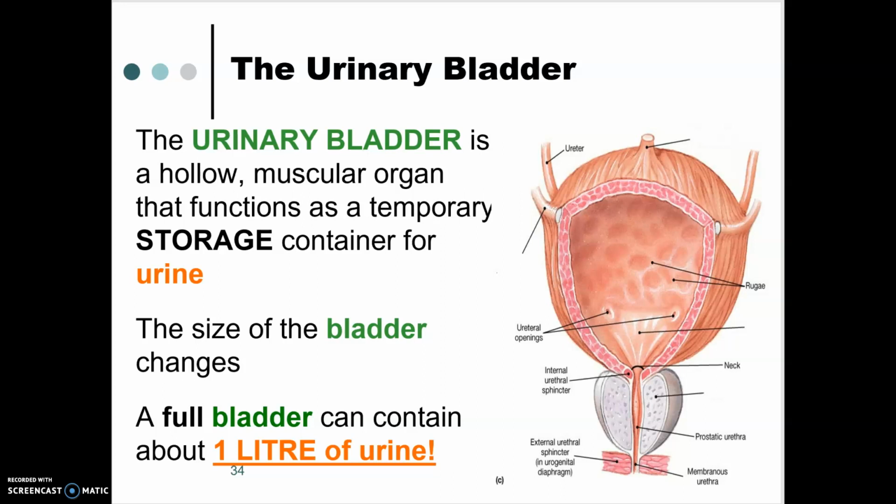The size of the bladder will change depending on how well hydrated you are, when the last time you went to the bathroom was, and so on and so forth. A full bladder can actually contain up to about 1 liter of urine. Generally, you will feel like you need to go to the bathroom well before your bladder gets completely full, but it does have the potential to contain about 1 liter of urine. So the urinary bladder is there as a storage vessel.